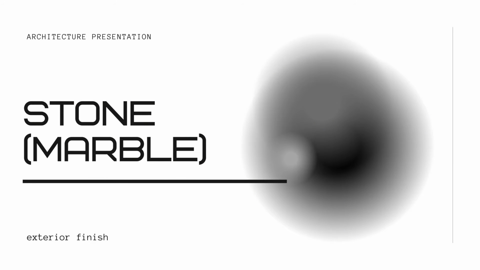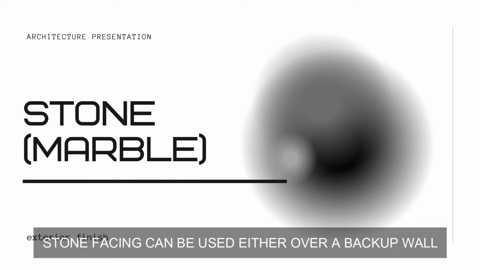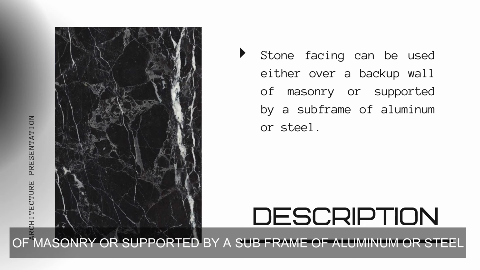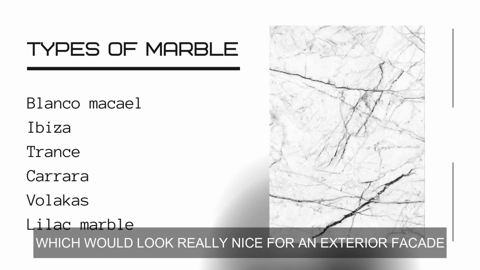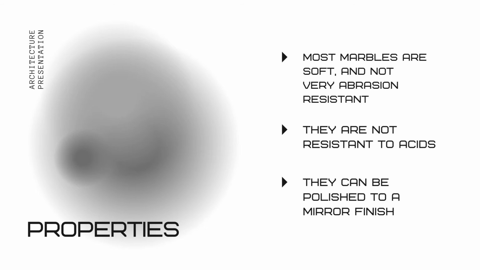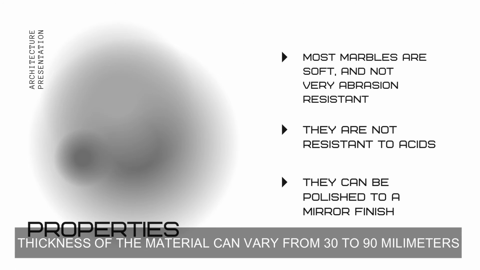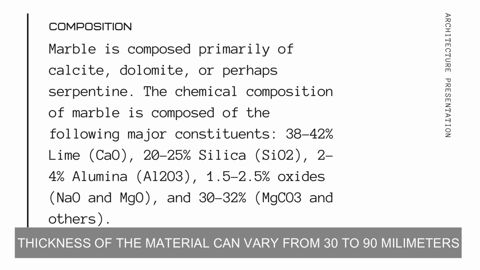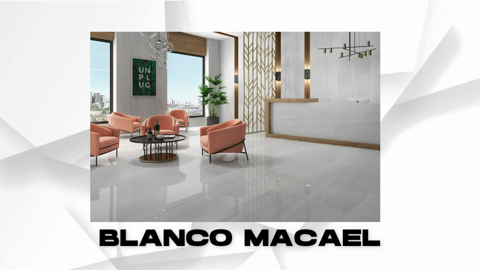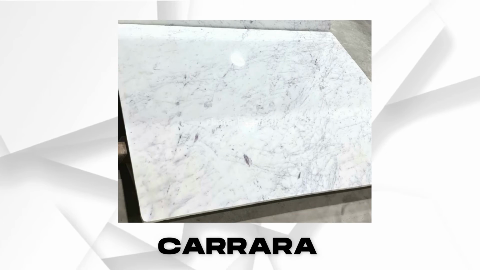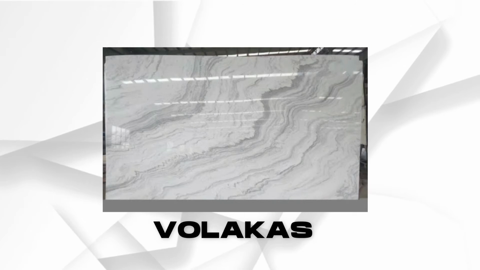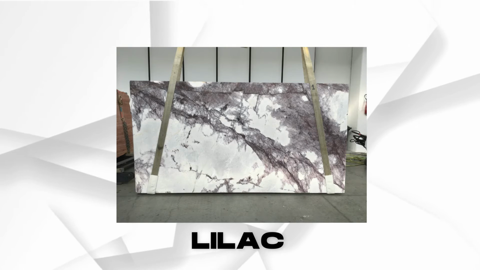Up next is marble. Stone facing can be used over a backup wall of masonry or supported by a subframe of aluminum or steel. Most marbles are soft and can be polished, which would look really nice for an exterior facade. Thickness of the material can vary from 30 to 90 millimeters. Marbles can come in different types, one of which is the Blanco Macael, Blanco Ibiza, Volakas, and Lilac marble.